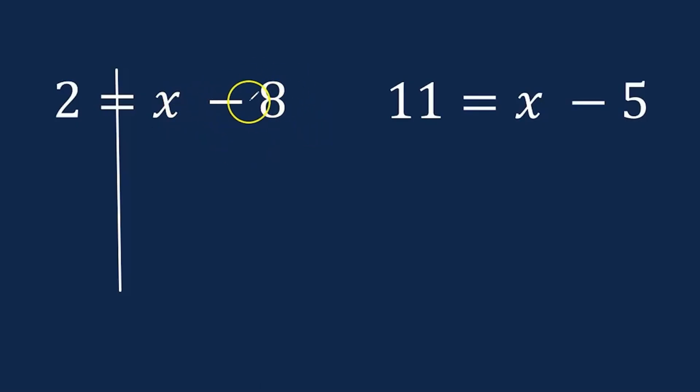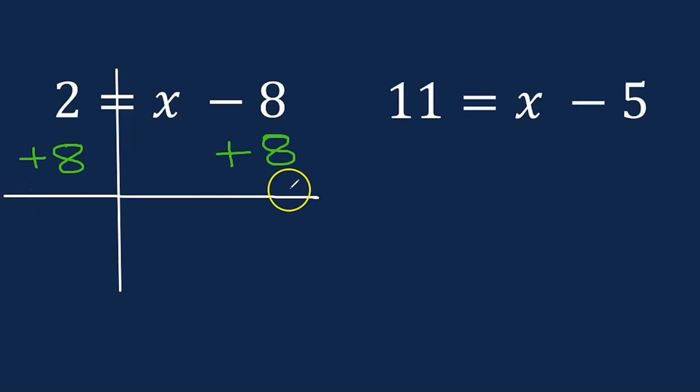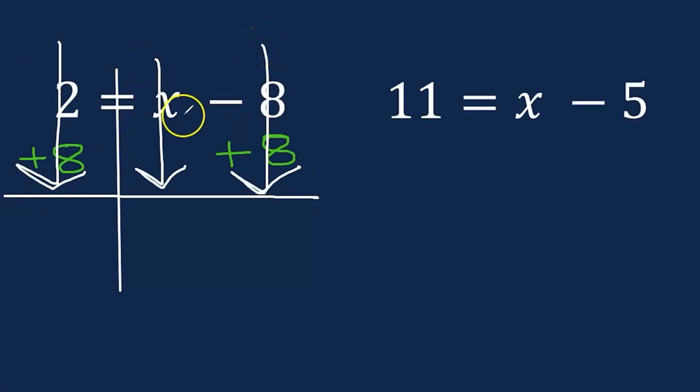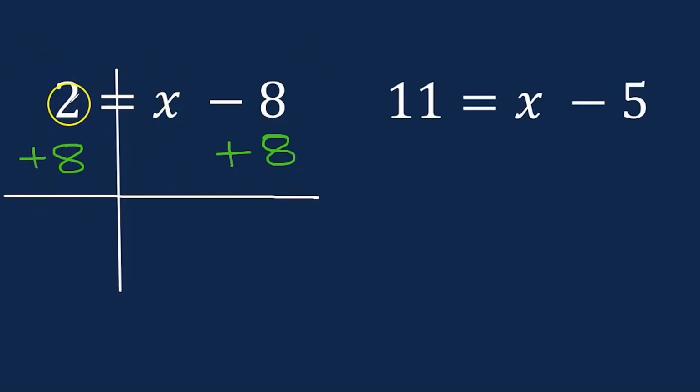Since it is subtracting 8, I want to add 8. So I'm going to add 8 to both sides. Now, just like before, I'm going to start here and add vertically. Then move here, then move here. Don't go out of place just because this is mixed up. Your addition is still just going to go straight down each column.